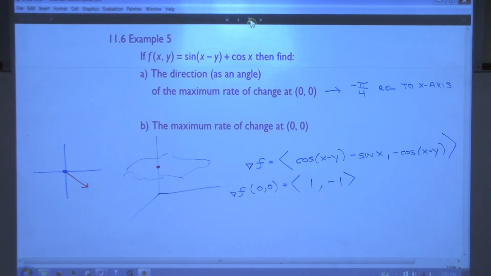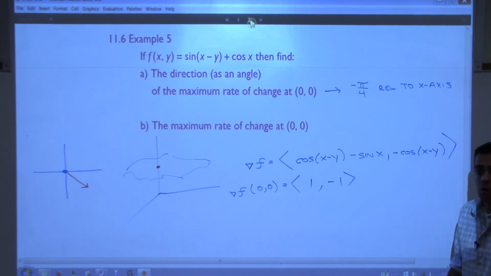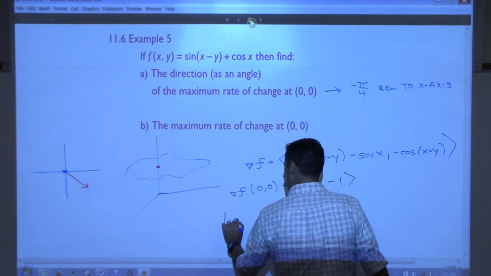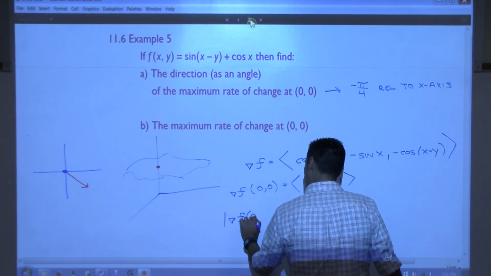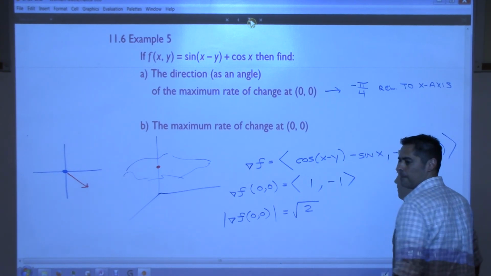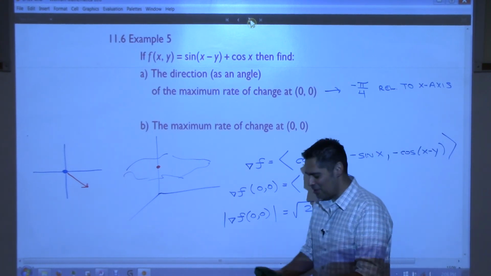What about part B? Find the maximum rate of change. So what is that maximum rate of change? It's the magnitude of that gradient. So all you have to do is take the magnitude of this. Square root of 2. Root 2. Come on, this has got to be somewhat amazing. No, only to me, I guess.